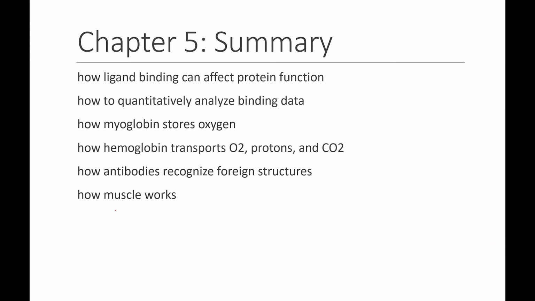So we looked at myoglobin and how it stores oxygen. We looked at hemoglobin and how cooperativity can affect ligand binding in the example of hemoglobin. We looked at antibodies and how changes to the actual structure of the exterior of a protein can cause it to recognize and bind different ligands, which is how antibodies work. And then we looked at how structural changes, because of binding and conformational changes, can help with something like motor function in muscles.